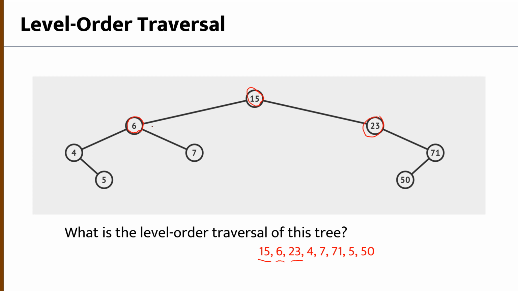We'll go down 1 more level, start at the left, we get 4. We're gonna keep going right, we get the 7 and then the 71. And finally, we're at the last level, we're starting at the left, we get this 5, and we're ending at the right with this 50. Anyone have any questions on this problem?